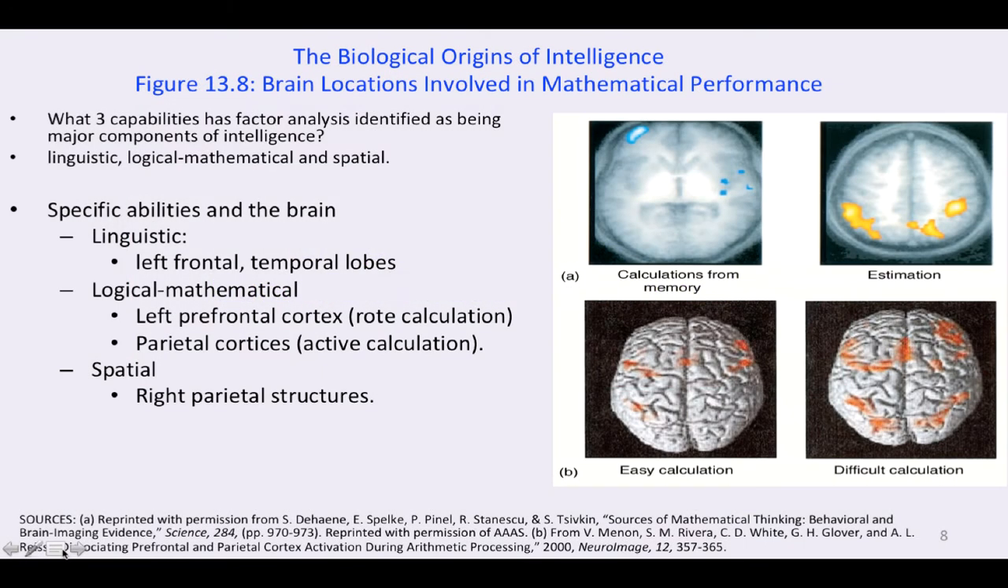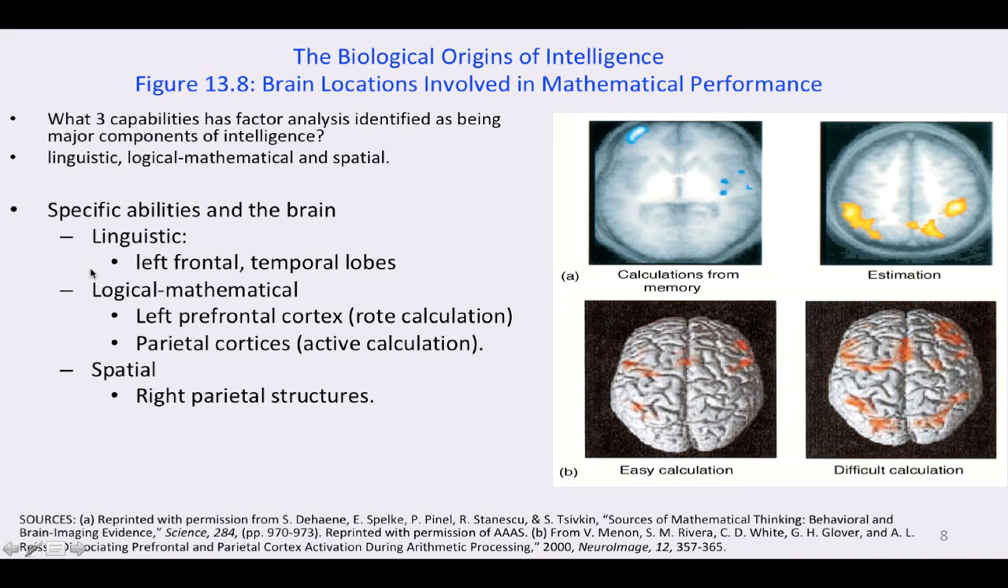So let's take a look at the different parts of the brain that are involved in different tasks that we use. One of the things that your book talks about is a study using factor analysis, a statistical technique to see what categories emerge when components of intelligence are studied. And it turns out that they find 3 capabilities: linguistic, logical mathematical, and spatial. And so if we focus on these 3 different areas, we can learn a little bit about how the brain is involved in each of these.